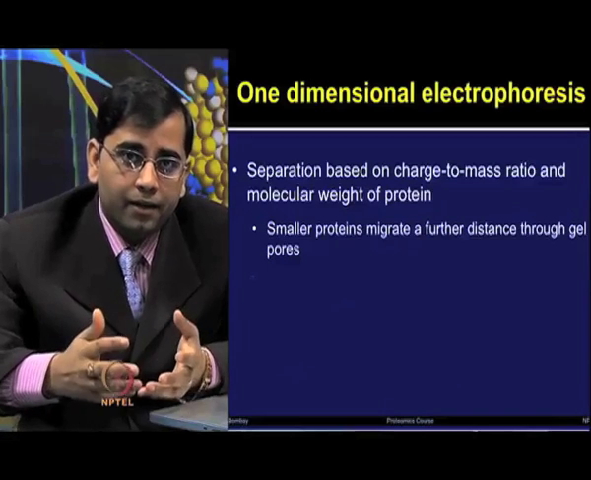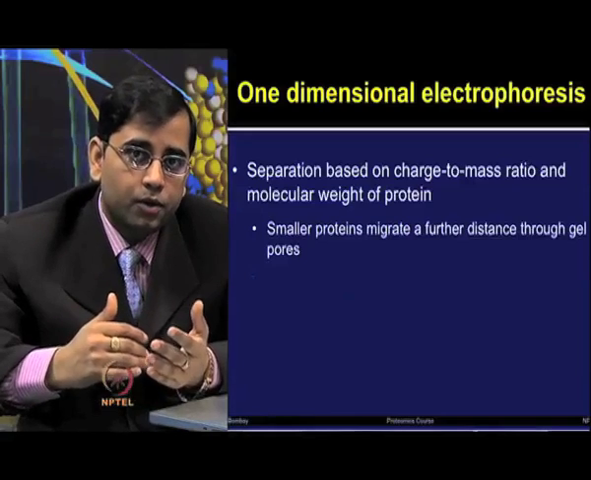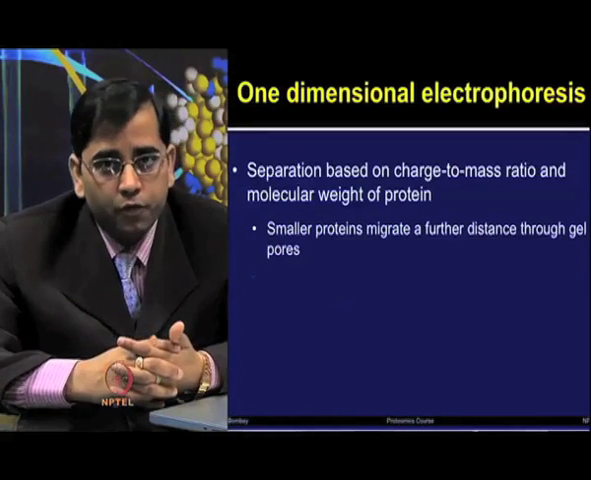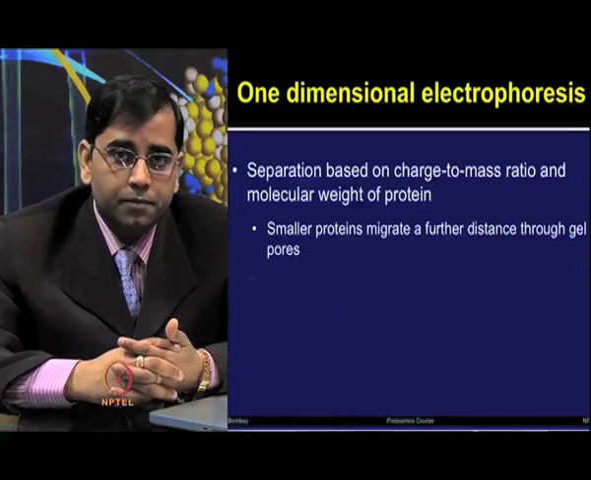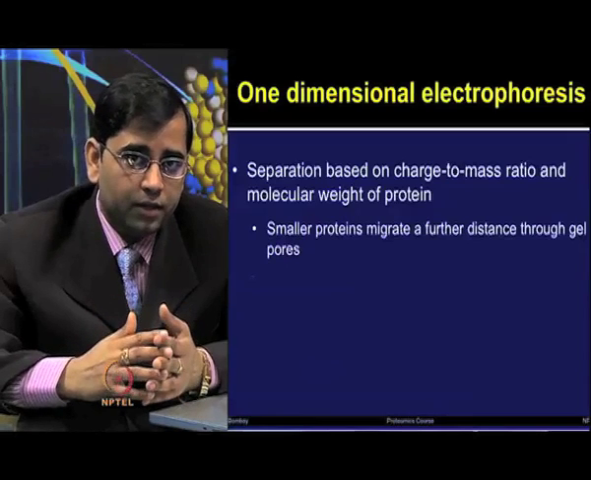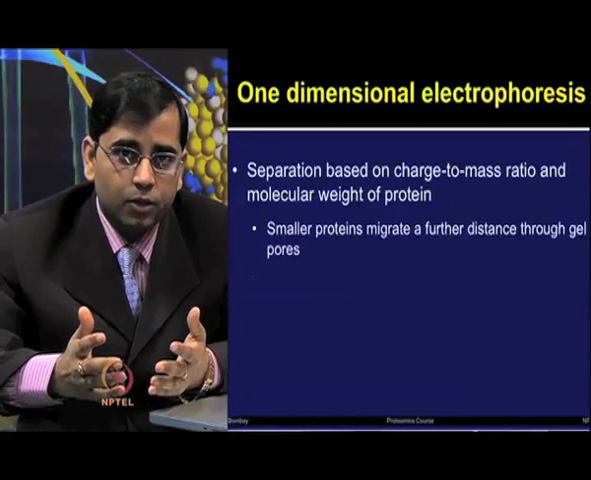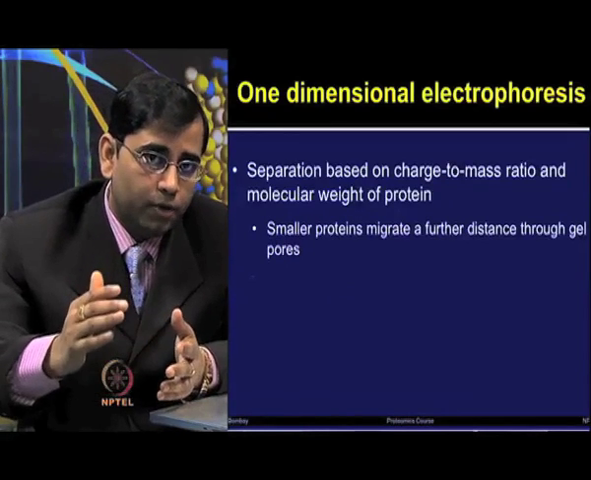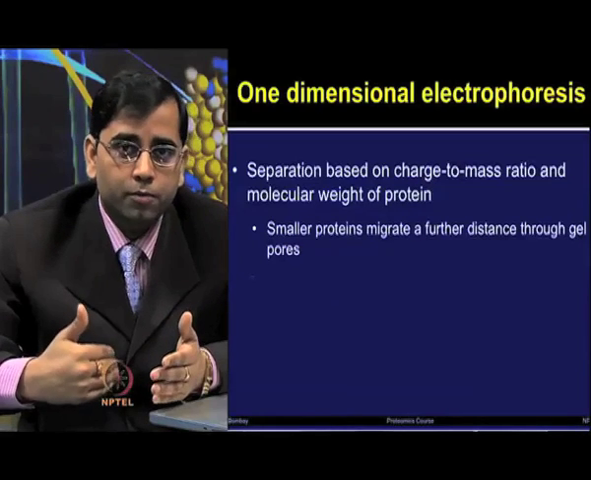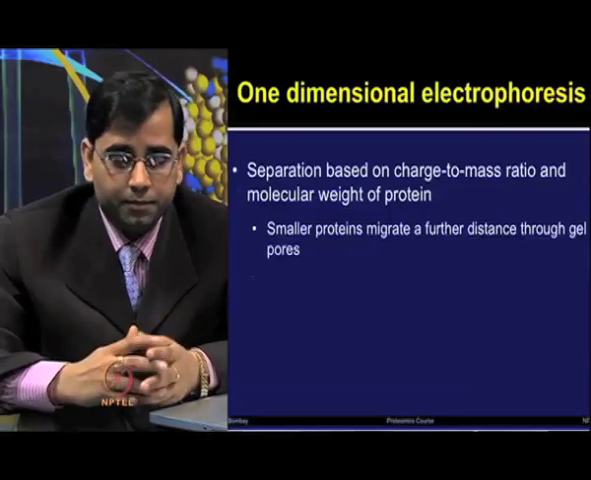So if you apply some standard molecular weight markers, which give you the known molecular weight of the proteins, then for a given unknown protein, you can determine the molecular weight. It is expected that the higher molecular weight proteins will remain on the top, and the smaller molecular weight proteins will reach towards the bottom of the gel.